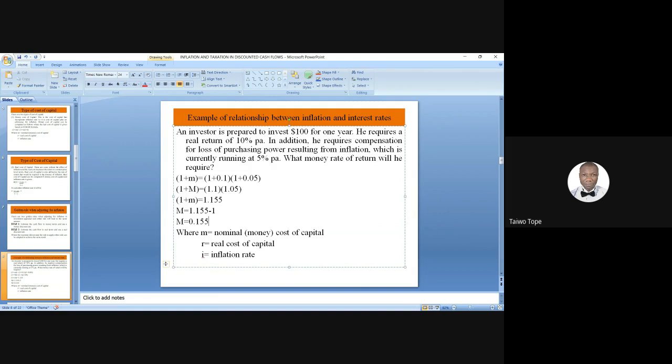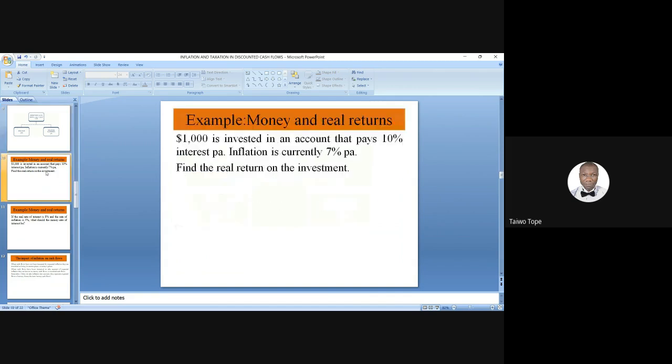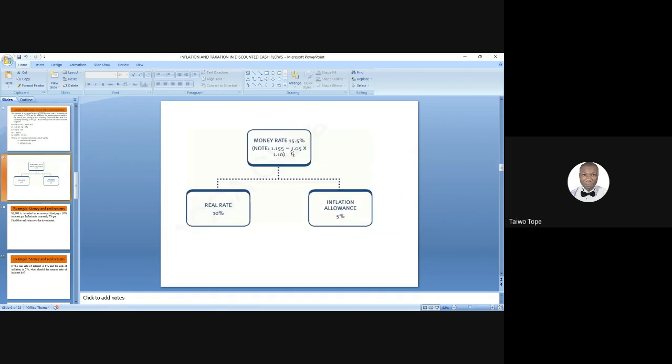So for the investor to get the appropriate return, the money rate of return should be 0.155, which is same as 15.5%. So the investor's actual rate of return should be 15.5%. So you can see the money rate of return will be 15.5%, which is 1.05 multiplied by 1.10. So the real rate is 10%. The inflation allowance is 5%. So when you incorporate this into the formula above, you're going to arrive at 15.5%, which you can see here.